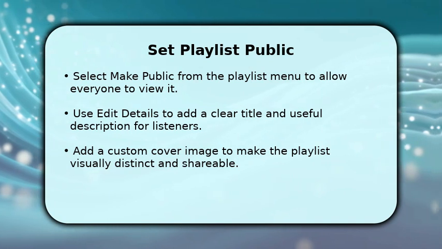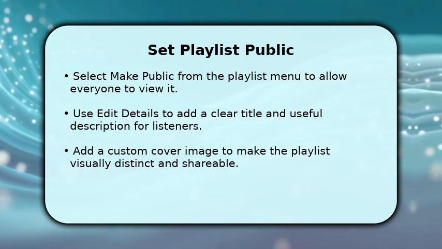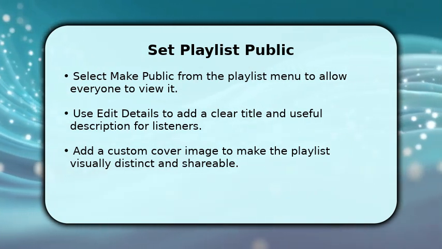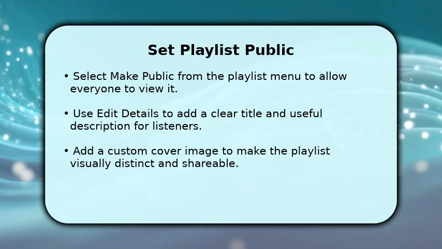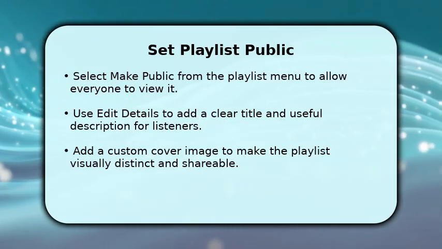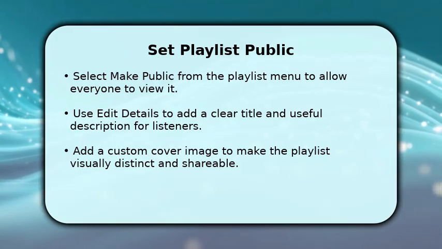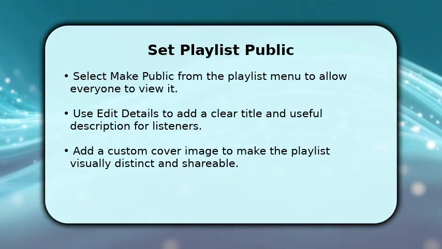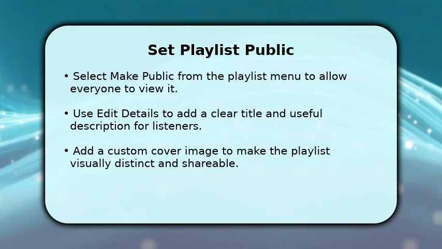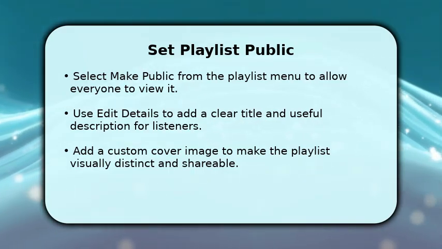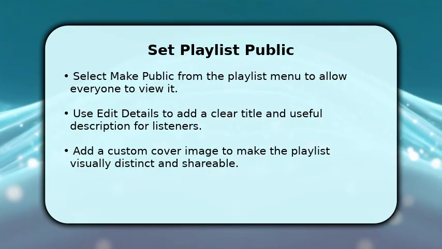Open the playlist menu and select Make Public to allow anyone to find it. Edit details to set a clear title and engaging description so listeners know what to expect. Add a custom cover image to stand out in searches and on profiles. Save changes and refresh the app to confirm the public status appears correctly for followers.